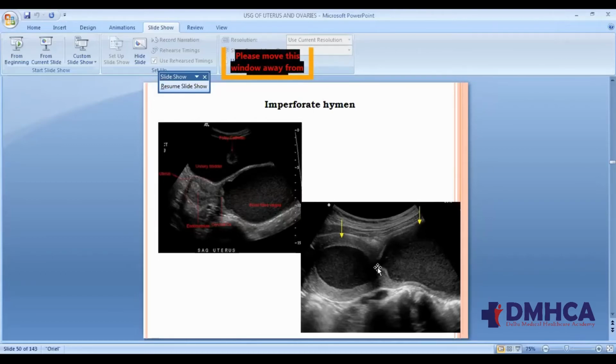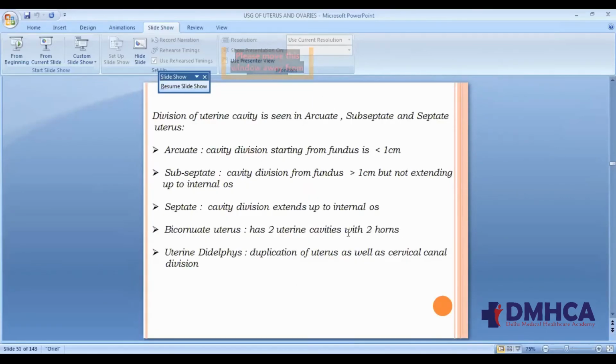A girl around 13 to 14 years will come to you, and the parents will tell you that she is 14 but menstruation has not yet started. As soon as you put the probe, you will see such a picture.